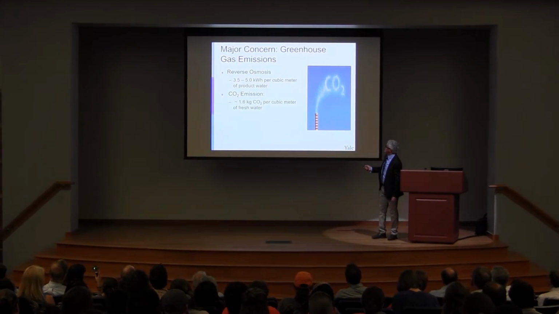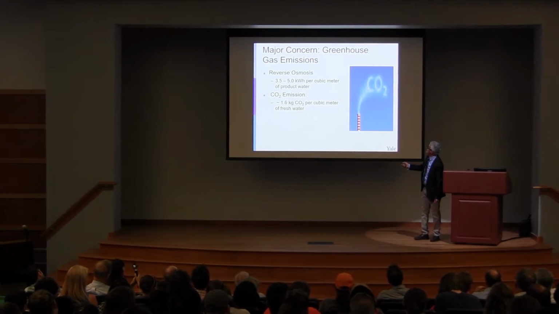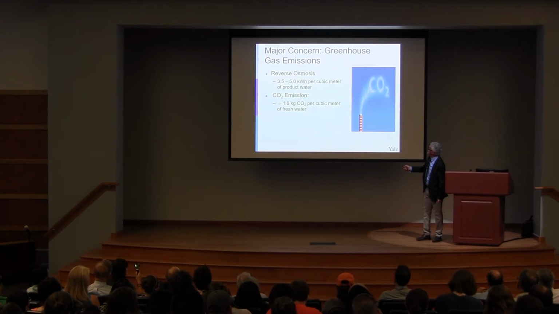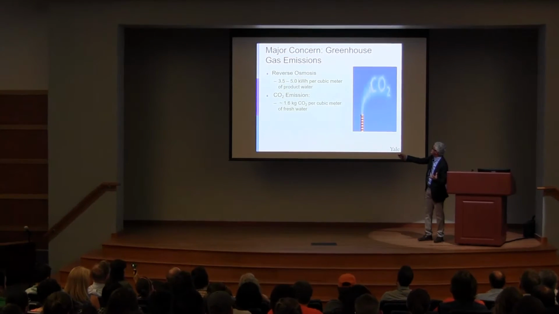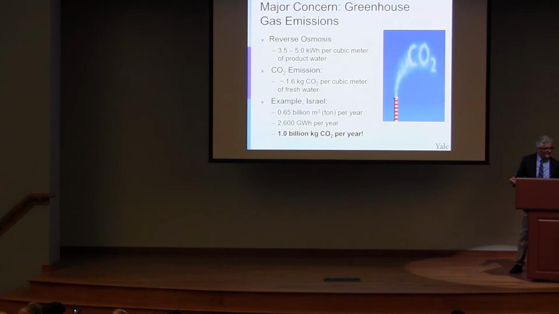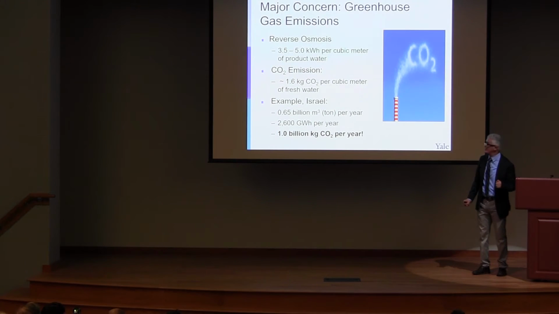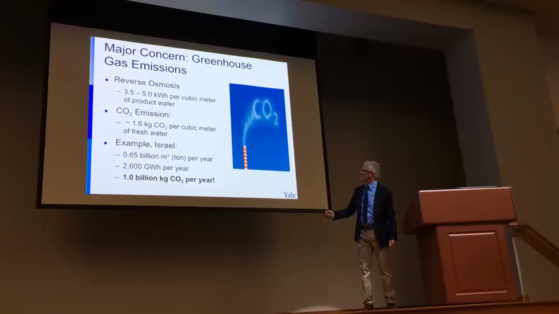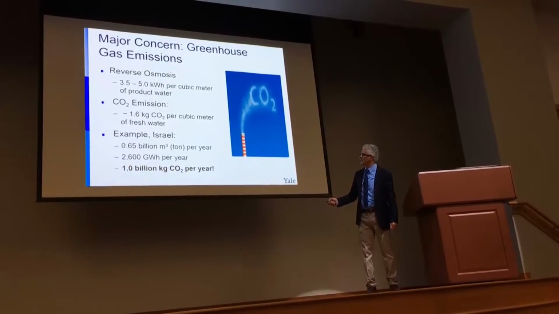So the way you make electricity, you can show that the calculation is that, knowing the kilowatt hour here, you will have 1.6 kilograms CO2 released per cubic meter of fresh water. To get a cubic meter of fresh water, you need this energy, and this will be the CO2 emission. Now let's take an example in Israel. The capacity nowadays is 0.65 billion cubic meter per year, which translates to 2,600 gigawatt hour per year and 1 billion kilograms CO2 per year.